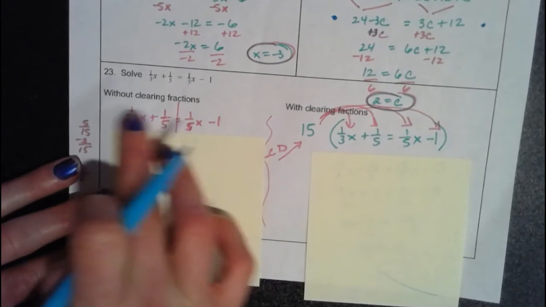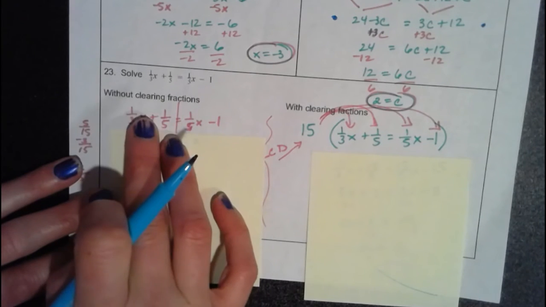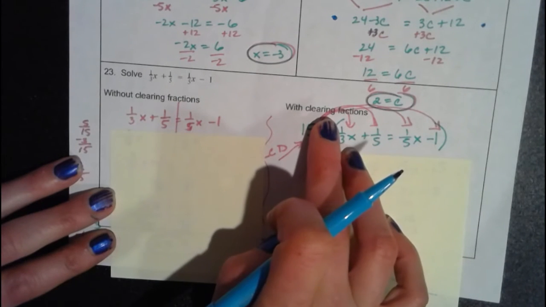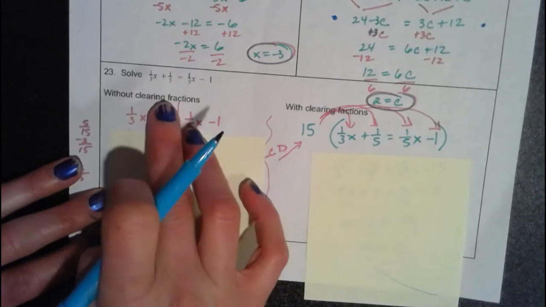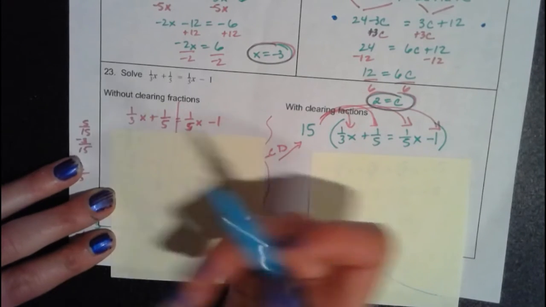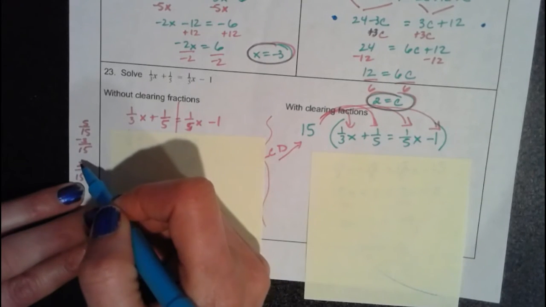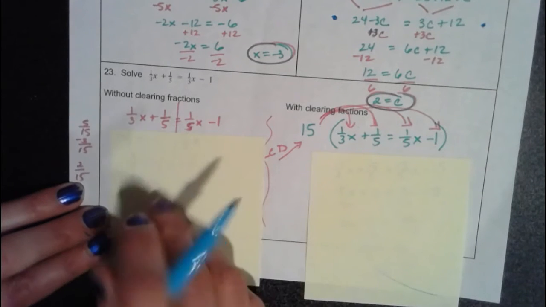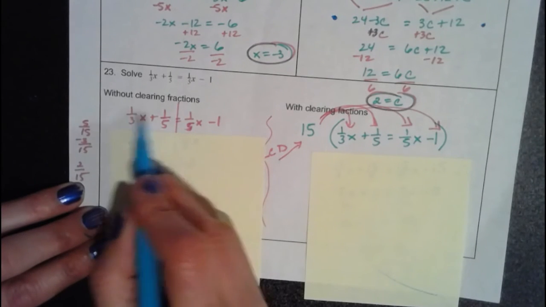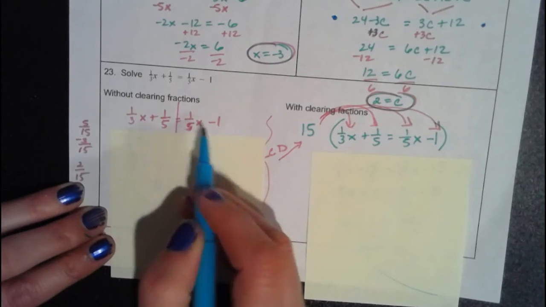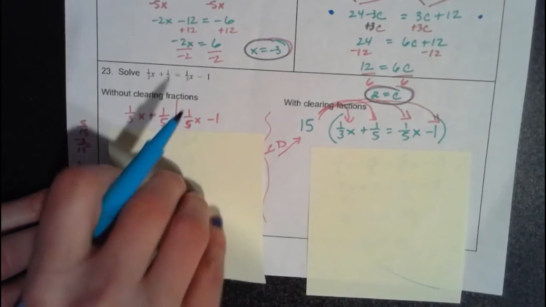So the first one I'm going to do is just without clearing the fractions. We're going to learn this concept of clearing, but I don't know if it's really worth it, especially since we have fraction calculators. If you don't want to actually do the fraction part, get out your calculator and do the fraction part on the calculator. So this is already simplified, and this side is already simplified, so I'm ready to start isolating my x's.